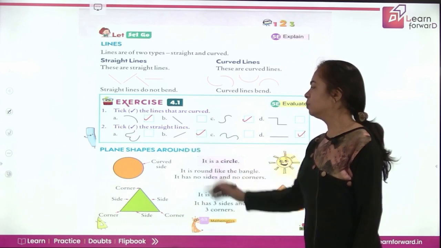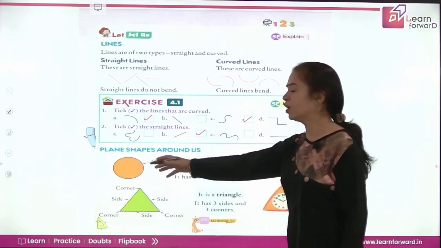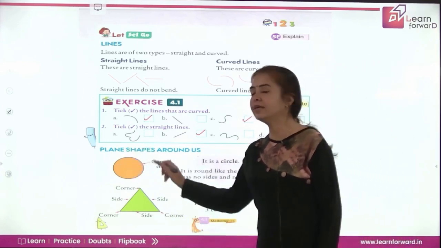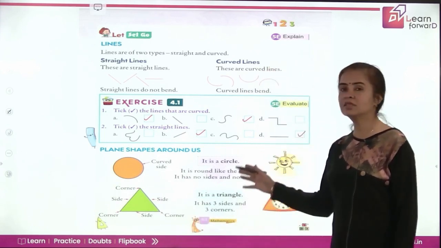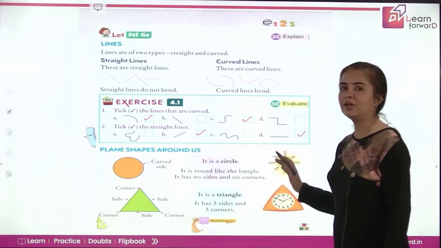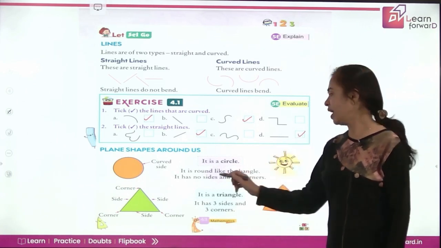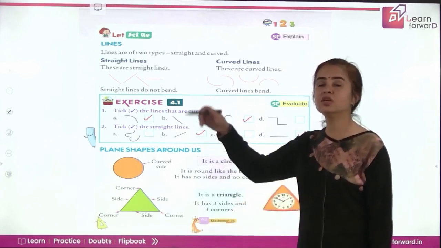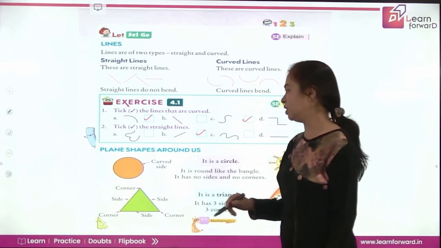Now next is plane shapes around us. Some of these shapes we already know. What is this? This is a circle. And can you just look at its side? This is a curved side. This is a circle and it's round like a bangle. I told you, a chapati or a sun. And it has no corners, no edges. This is just a circle and it has just one curved face.